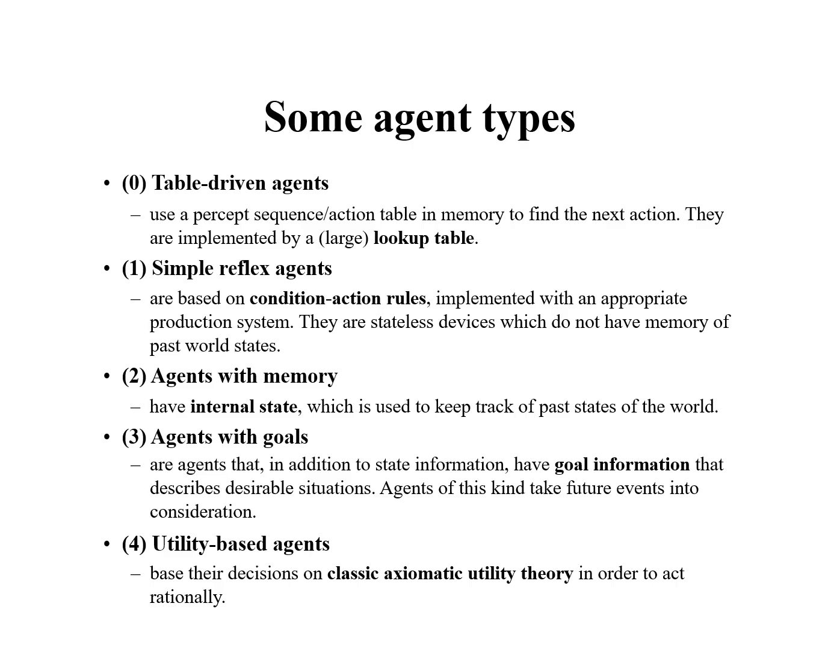They use a percept sequence or action table in memory to find the next action. They are implemented by a large lookup table. Okay, here a large table, right? Rows and columns. That's a form of memory location. And here all the sequences of actions are provided, and it automatically looks for the next action that must be performed, and they are implemented by a large lookup table. It is known as a lookup table.